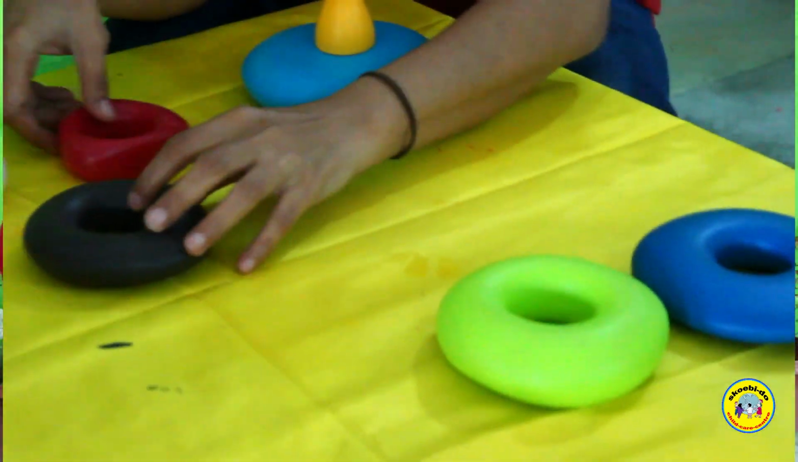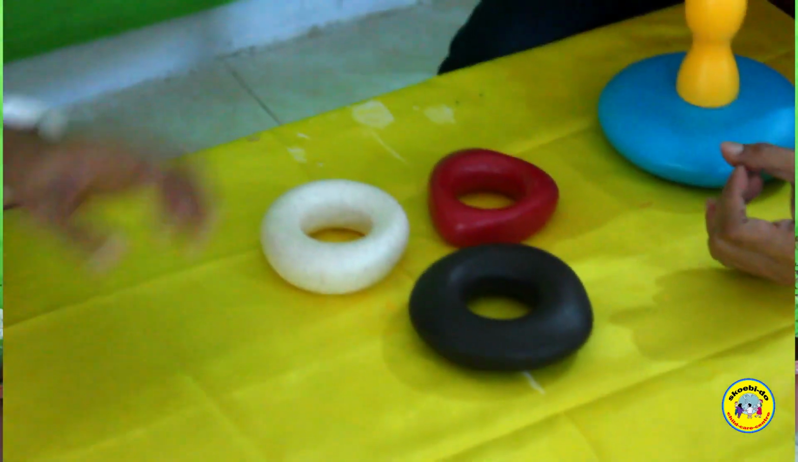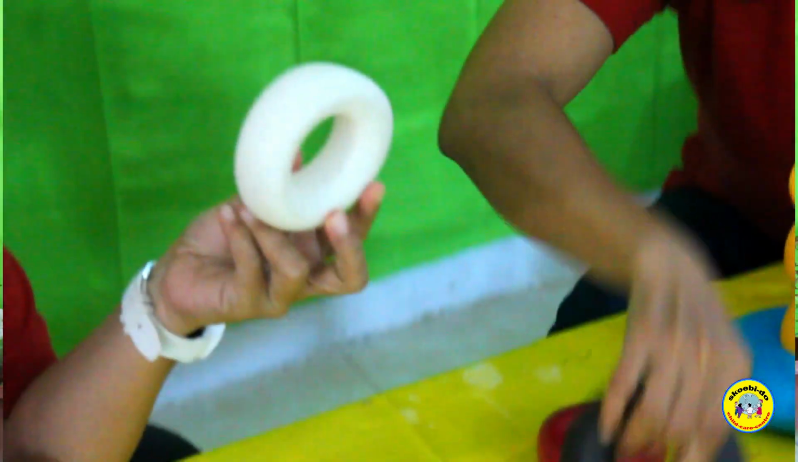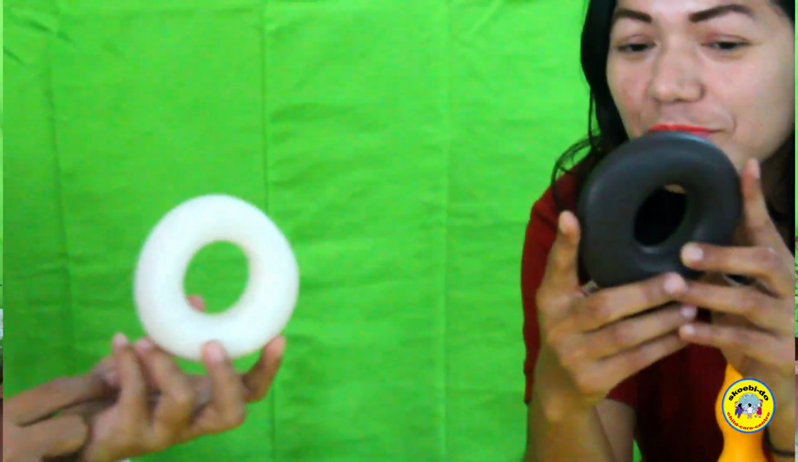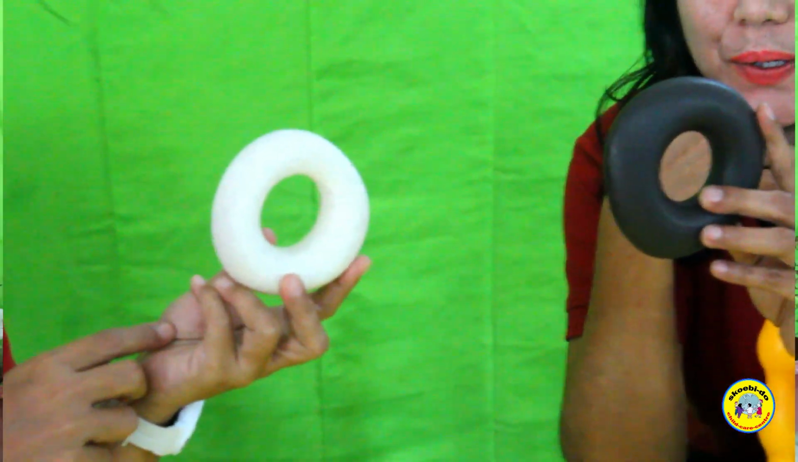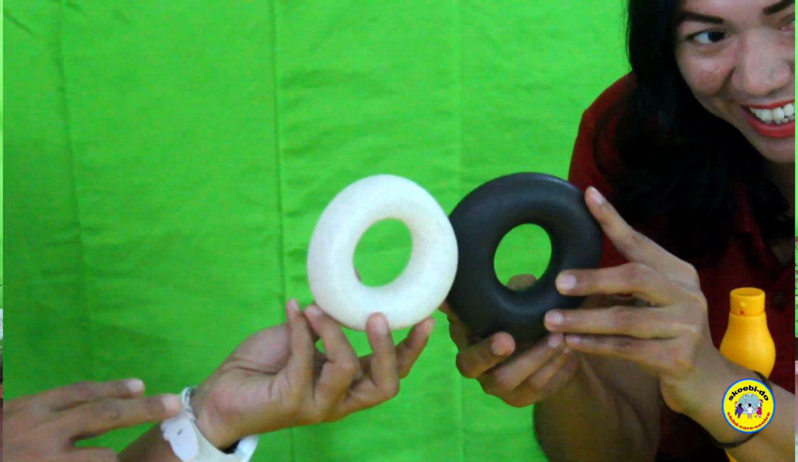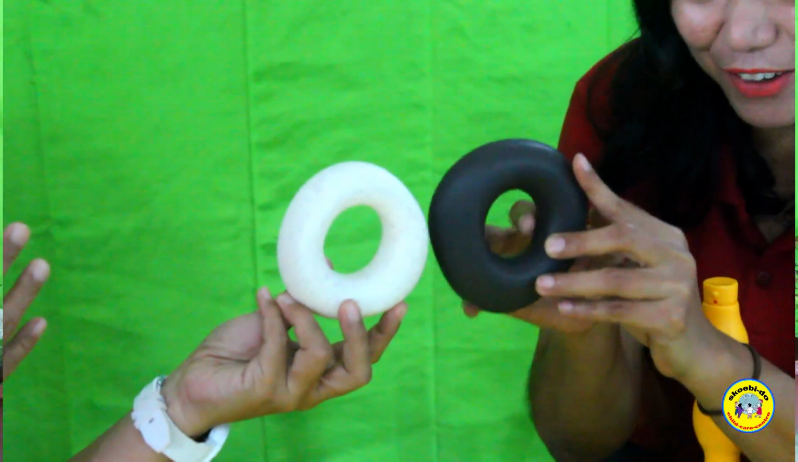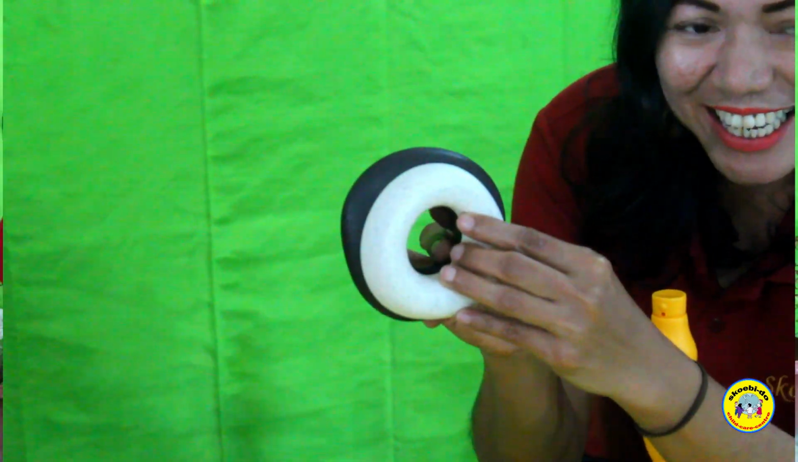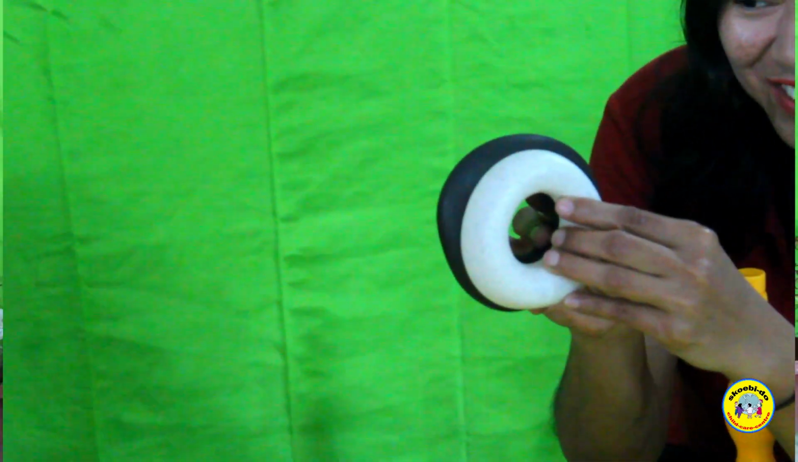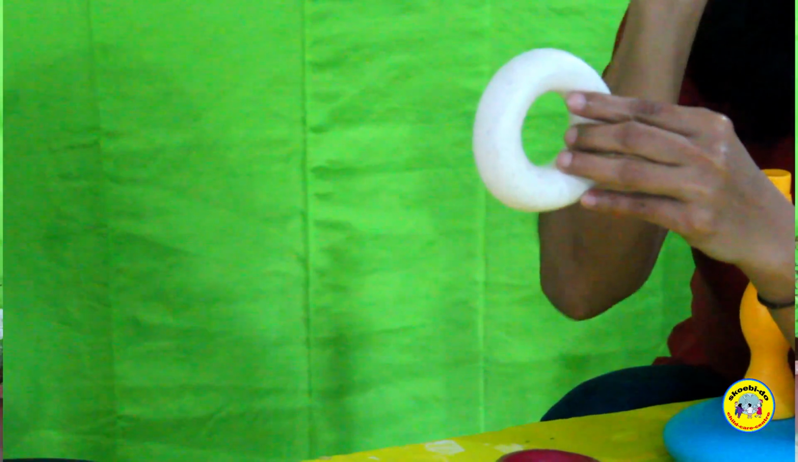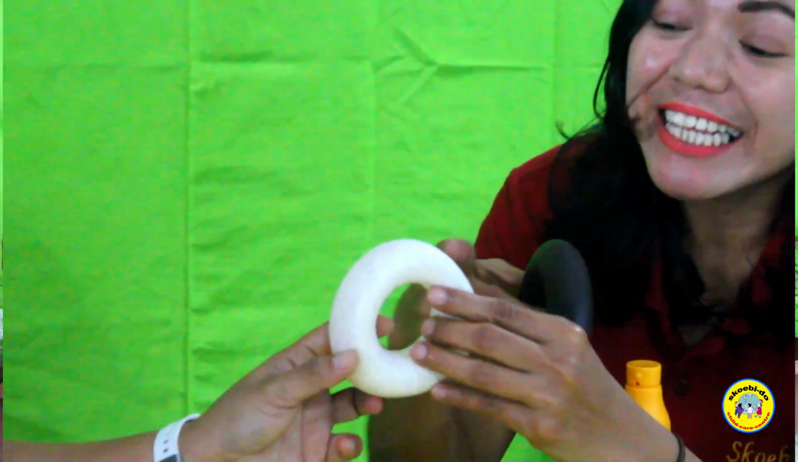We still have three. Now, I choose white. I think this one is bigger than the other one. So, white is bigger than brown. Is it correct? We must compare. Check this out, make sure which one is bigger. Look. Do you know, kids, which one is bigger? See? Yes, you are right. The brown is bigger than the white.